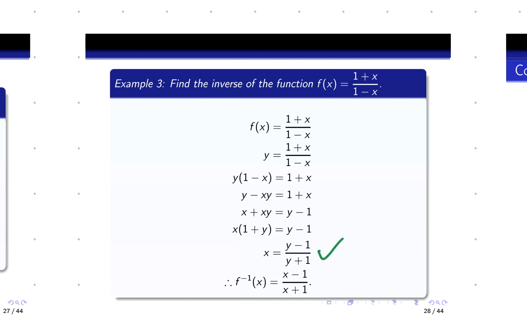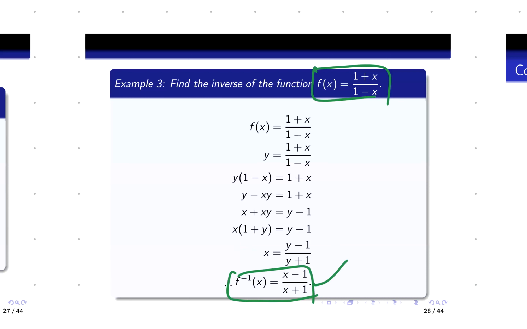So now change all the y to x. So y becomes x, y becomes x. Once that is done, whatever you have now is automatically the inverse. This is now the inverse of this original function.